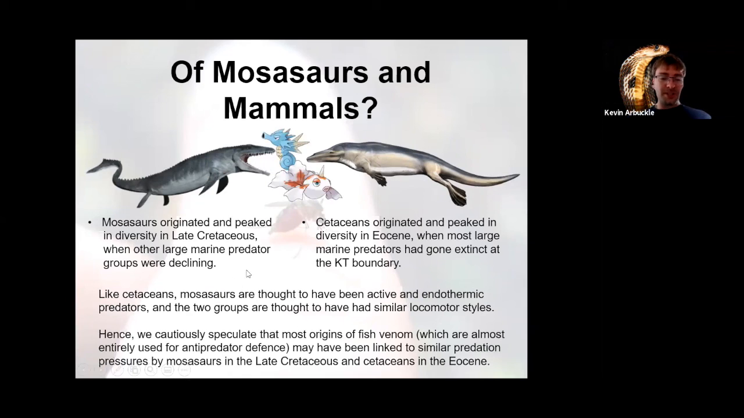So we cautiously speculate from this because we don't have fossil evidence of this, but based on the similarity in the ecologies of these two groups and their coincident times of the origin and peak of diversity with the two time windows of venom evolution in fishes, that most origins of fish venom have been linked to predatory pressures that were very similar in the late Cretaceous by mosasaurs and in the Eocene by cetaceans. I think that's really cool.